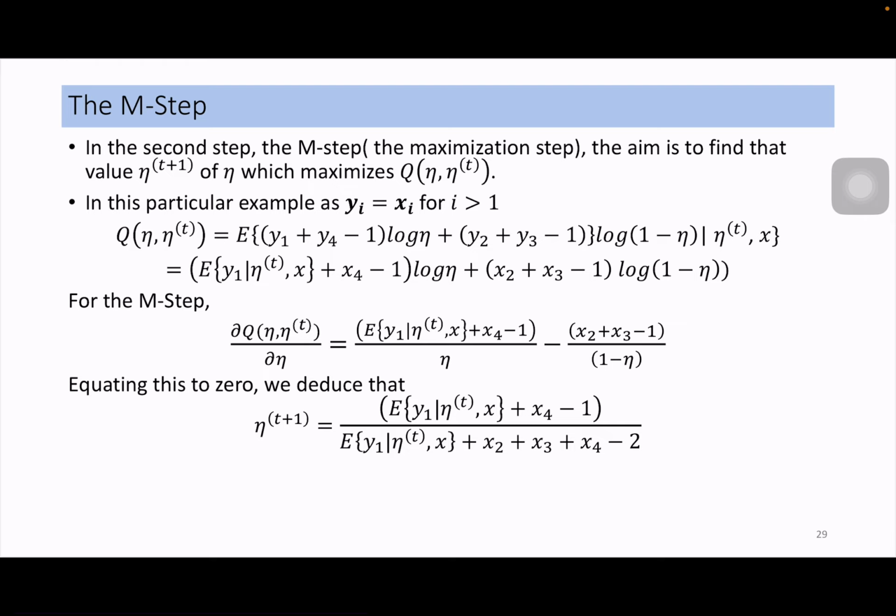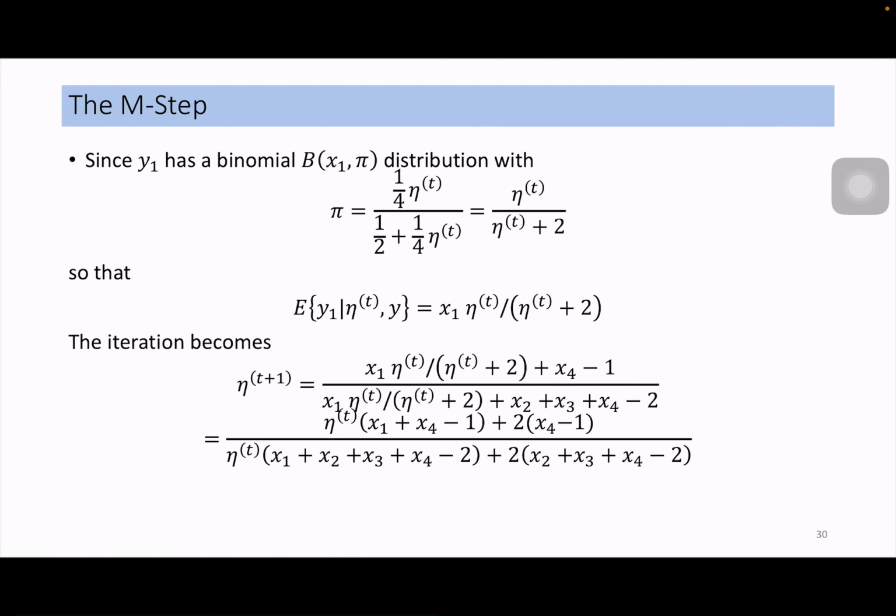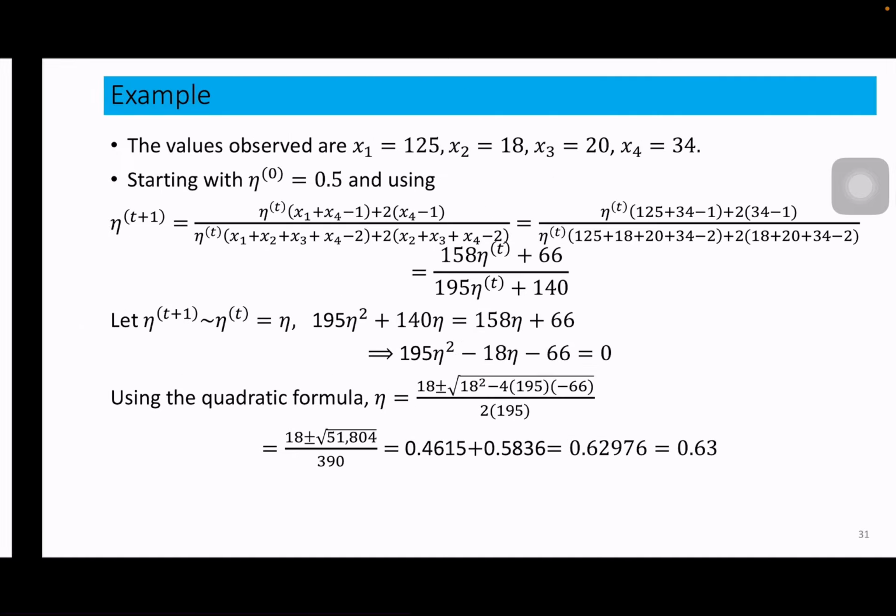In the maximization step, you differentiate that and set the equation equal to 0, so we can deduce that n(t+1) is equal to a certain equation. Since y1 has a binomial distribution with pi equal to (1/4)nt divided by (1/2 + 1/4 nt), you come out with the iteration process. So that's the M step.